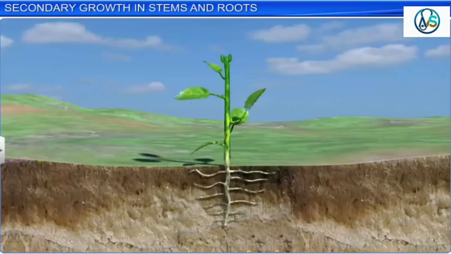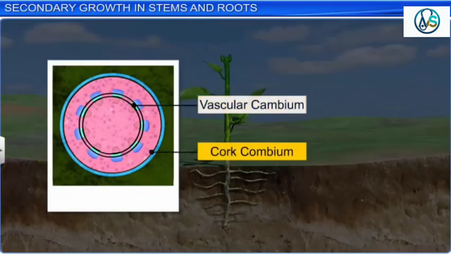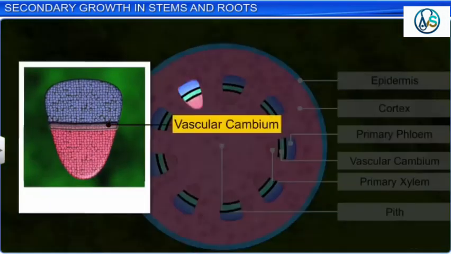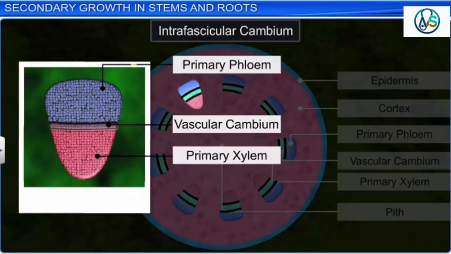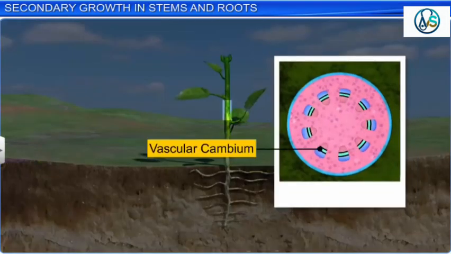In the stem, secondary growth takes place due to the activity of secondary meristems such as the vascular cambium and cork cambium. The vascular cambium, located between the primary xylem and primary phloem of a vascular bundle, is also known as the intrafascicular cambium. When the stem is young, the vascular cambium is present as a patchy single layer. However, in the later stages, it develops into a complete ring, also known as the cambial ring.